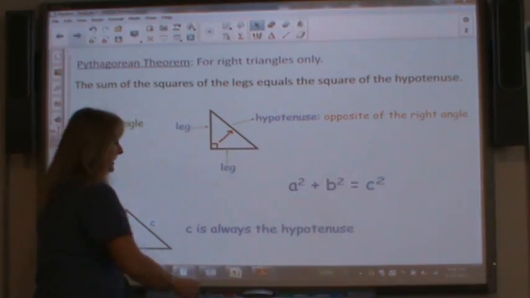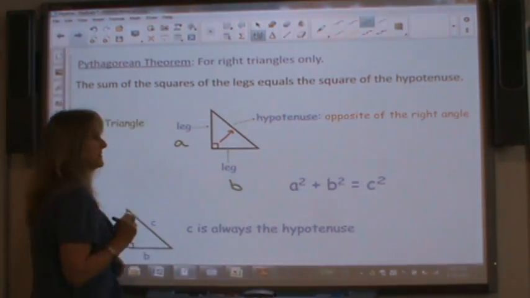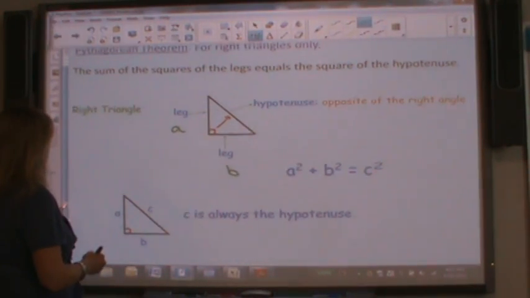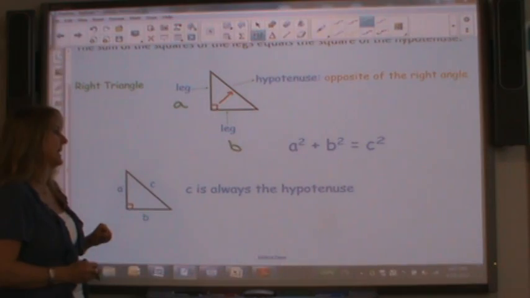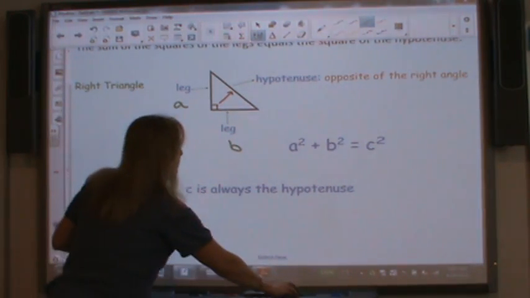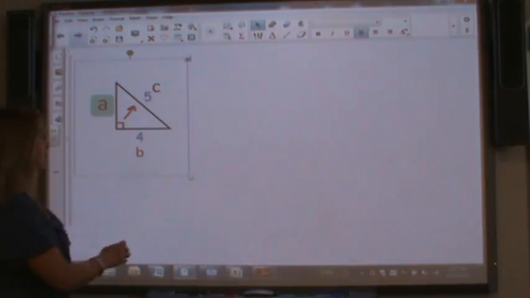So a and b are legs. So we can say that a and b are legs, and c must be the hypotenuse. Okay? So here it is right here. A and b are the legs, and c is the hypotenuse. So let's look at an example of why we would need to know radicals.